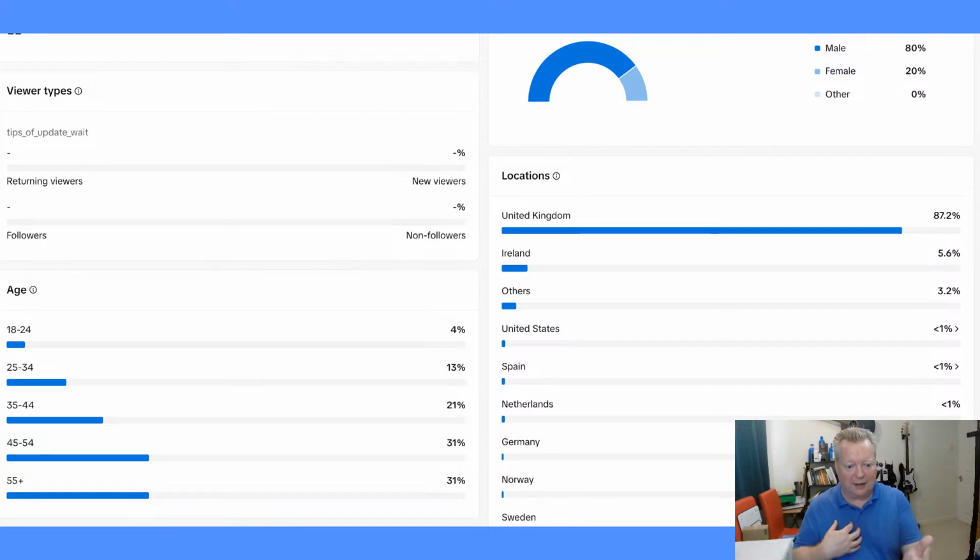So the fact that I'm getting 55 plus, 31%, 45 to 54, that's really, really cool. The fact that I'm getting 80% male is incredible. I live in the UK, 87.2% of my audience. This is what TikTok has produced, is what TikTok has decided. So TikTok sees me as the creator. TikTok sees the algorithm, sees the video. It read the description. It read the initial text that I put on there. So it knows exactly what it's about. And so it's pretty clever and worked out, do you know what?